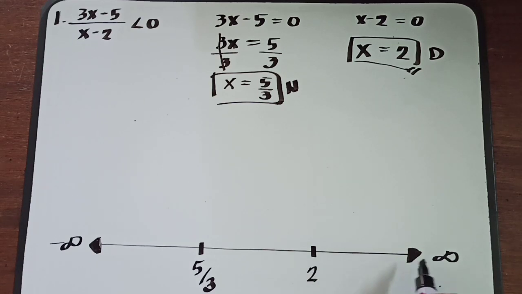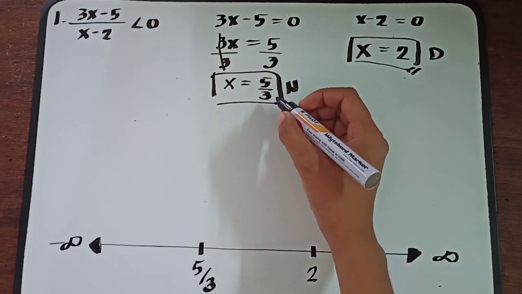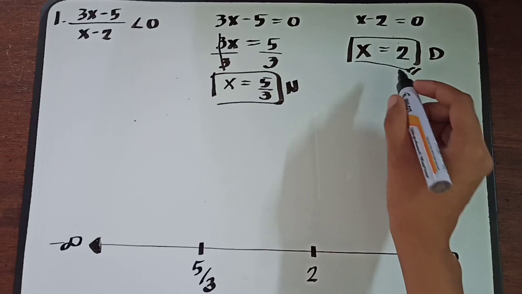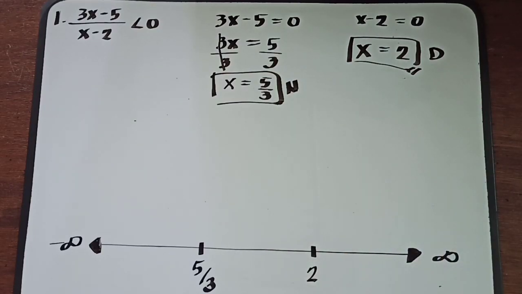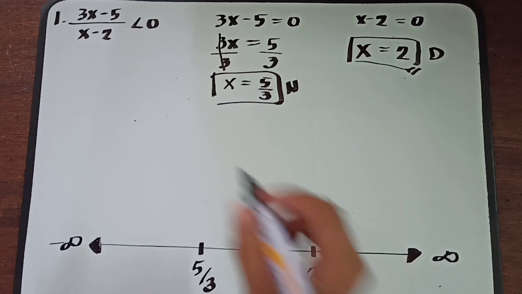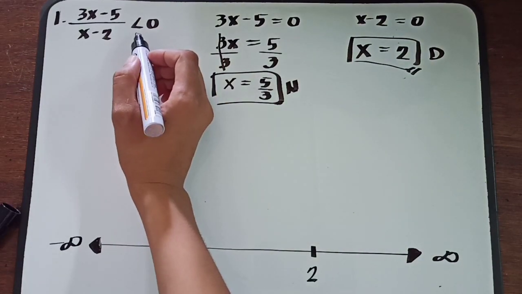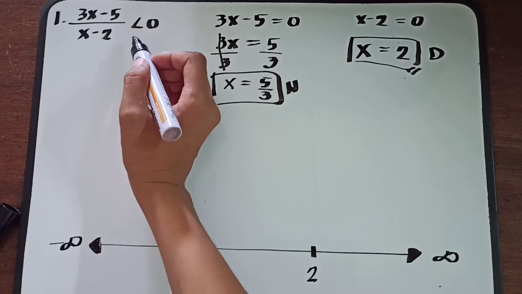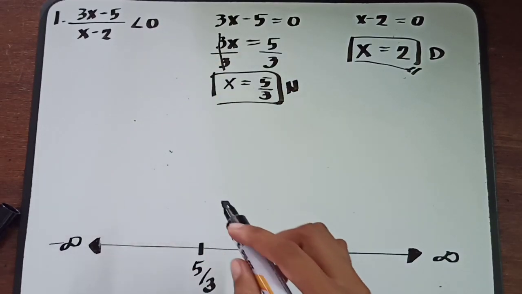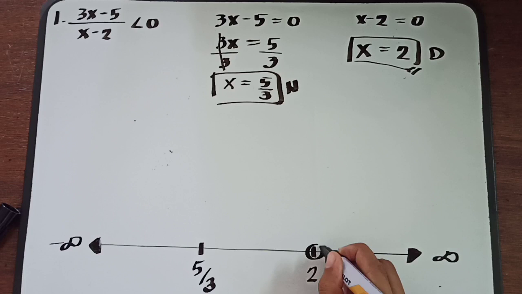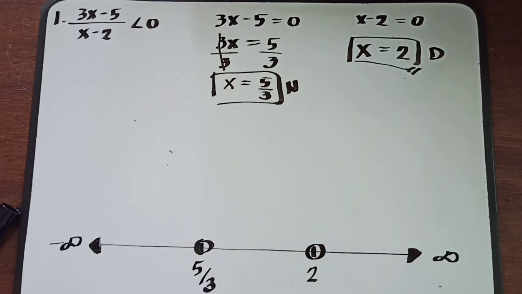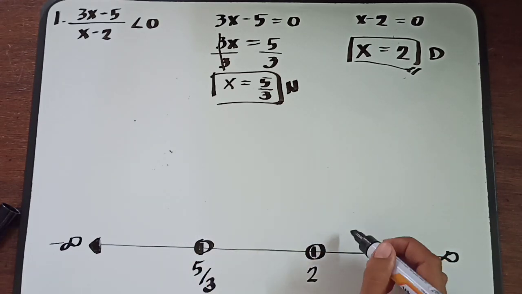So, from 2 to positive infinity, 5 over 3 to negative infinity, and in between 5 over 3 and positive 2. Okay? So, yung 5 over 3, hindi na siya kasama sa solution. As well as this 2 ay hindi rin kasama sa solution. So, bakit po? Once po na greater than lang yan or less than lang yan, ibig sabihin, yung zeros of numerator and denominator ay hindi kasama sa solution set. Excluded po silang parehas.